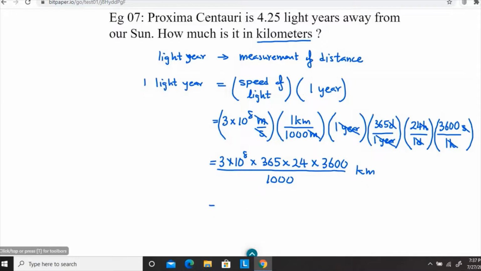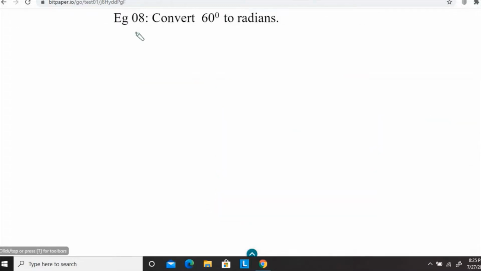So if you simplify this, you can put this in scientific notation, and then you should get 4.02 times 10 to the power 13 kilometers. So 4.25 light years is equal to 4.02 times 10 to the power 13 kilometers. Let's look at example number 8.